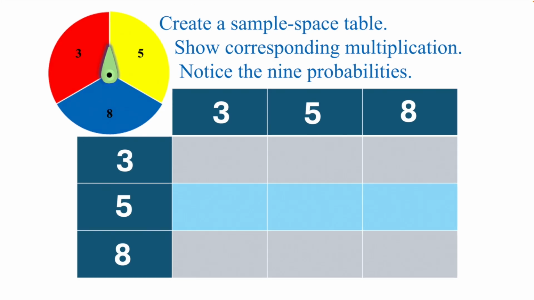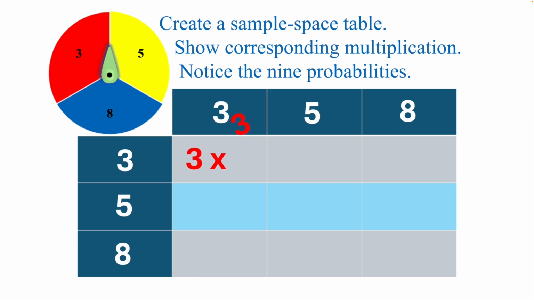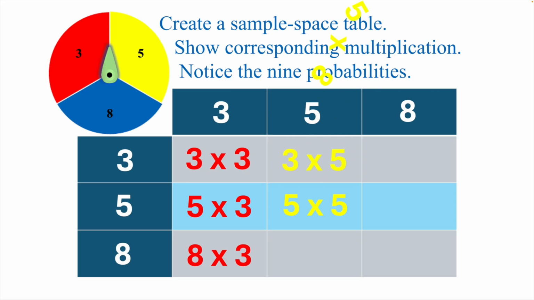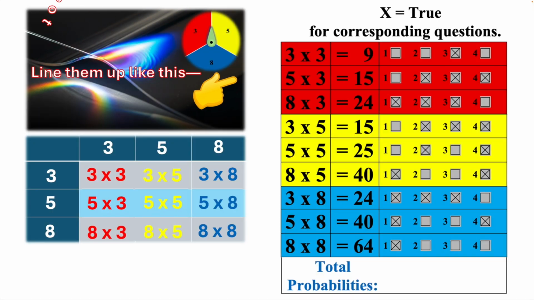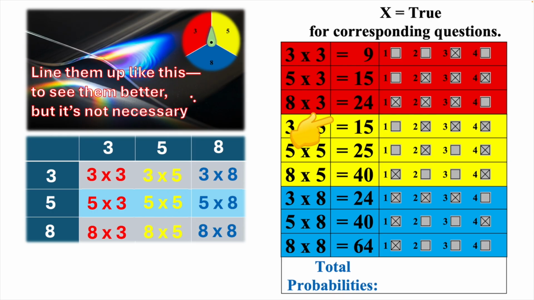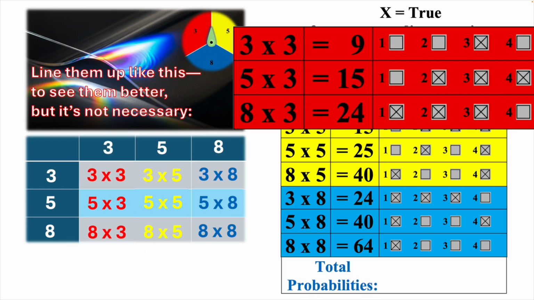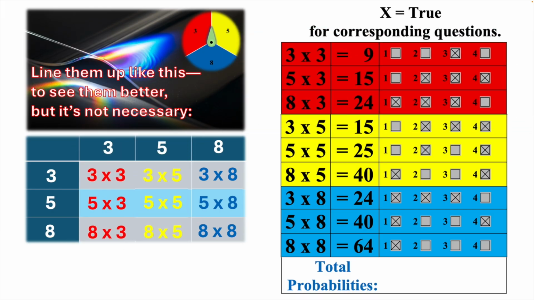Next, we multiply the corresponding numbers from each axis, just as we would on a multiplication table. This way, we don't miss any calculations. After plugging in all our numbers, we will list our calculations, as shown here. This gives us an organized view of our calculations. We can see that we have 9 outcomes. Yay, almost finished. Now, let's evaluate each product and determine whether it is true for each question.